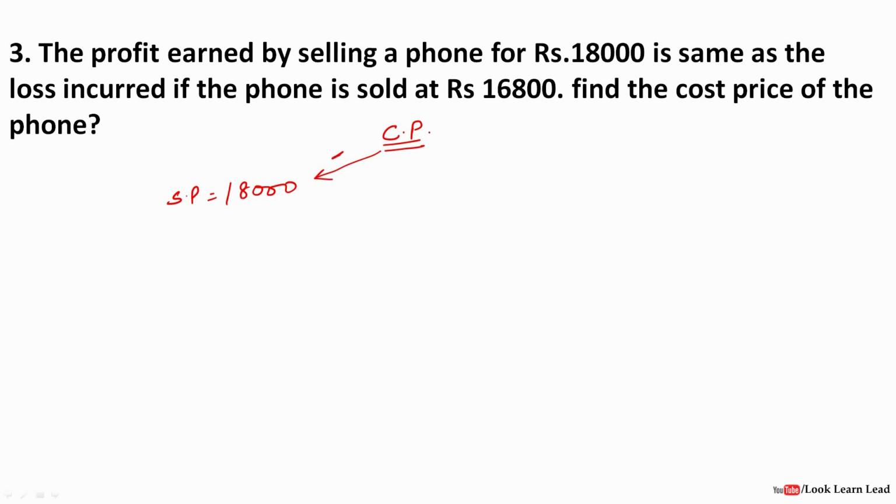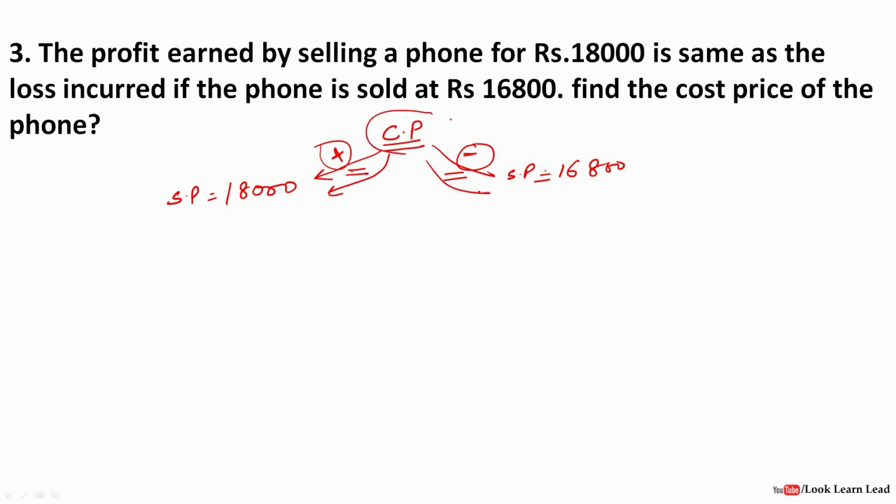Okay, and when we sold at 18000, the profit earned, so we had a profit when we sold it at 18000, so it would be plus. Okay, and we had a loss when we sold it at rupees 16800. So here we had some loss, here we had some profit. Now what they are saying is this loss is equal to this profit. That means we have to find the cost price. So this portion is equal to this portion.